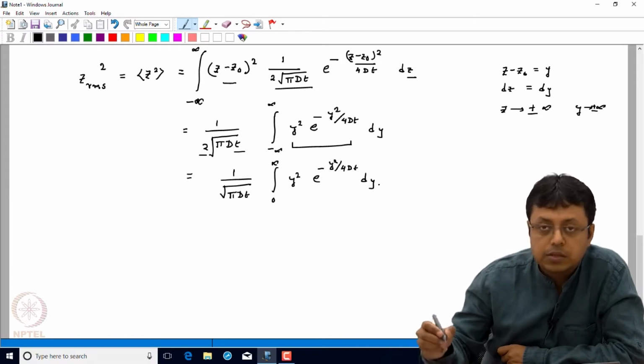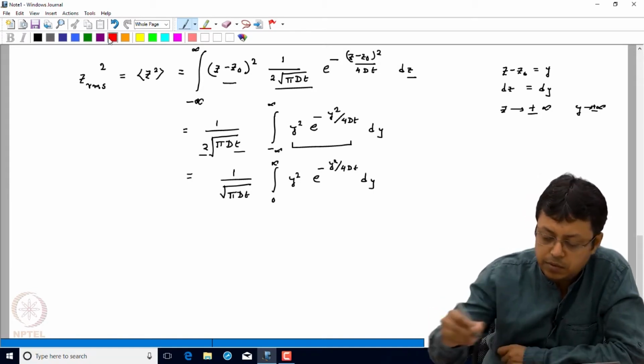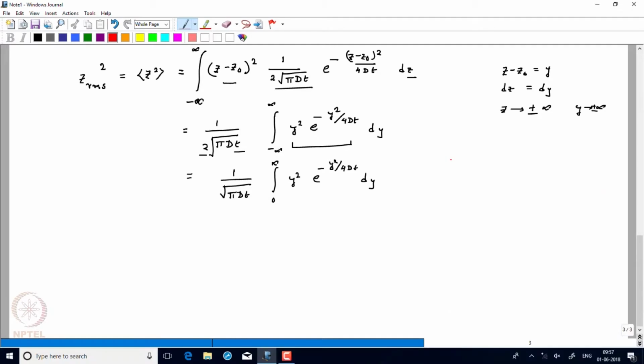Now actually we can use the gamma function, and if you remember, we wrote the gamma function as the integral of e to the power minus ax x to the power n minus 1 dx. That integral between 0 to infinity is nothing but gamma n by a to the power n. Now here, as you see, I have y square, but I have here dy. So I have to write this dy in terms of d of y square. Now you know that d of y square is nothing but 2y dy. So I have to actually write it as 2y dy.